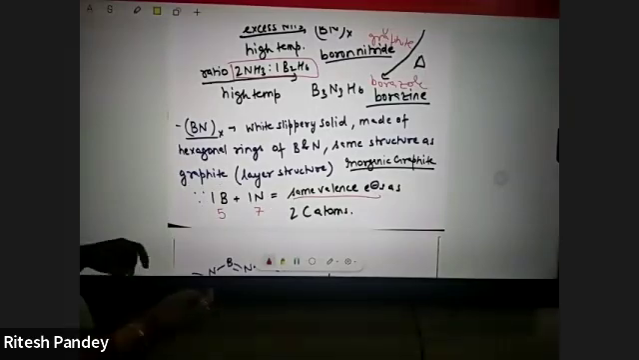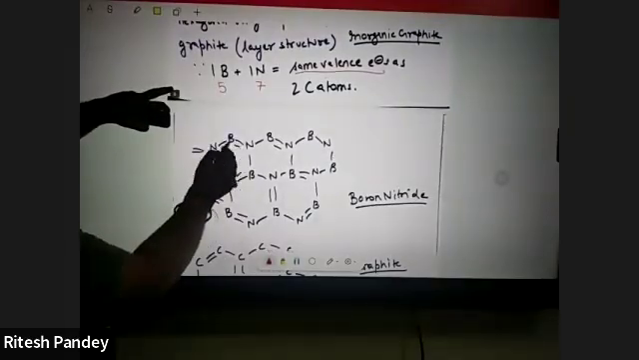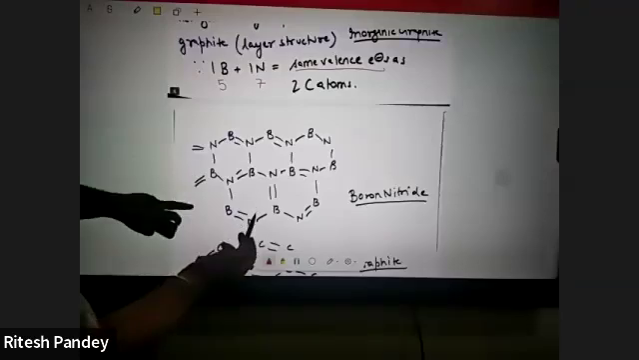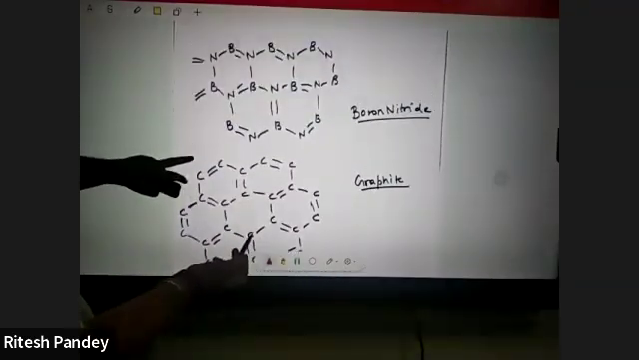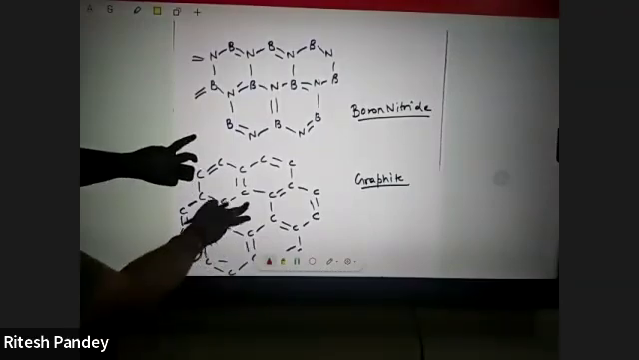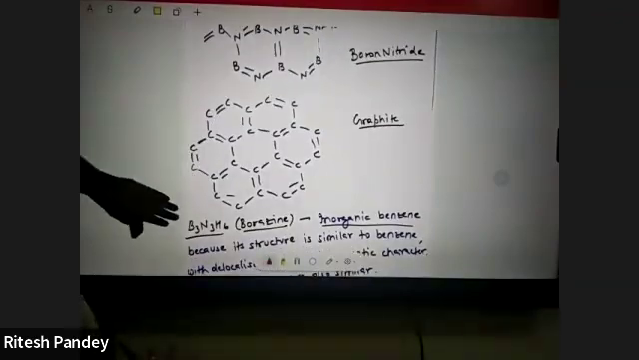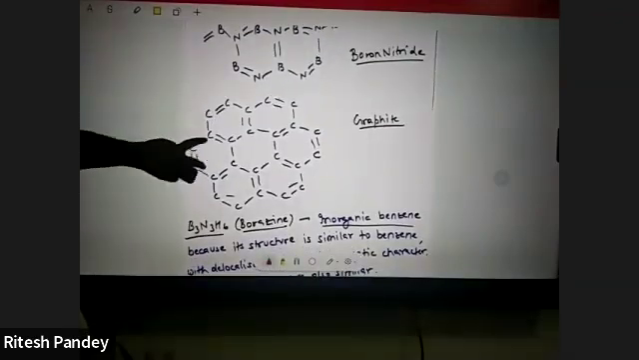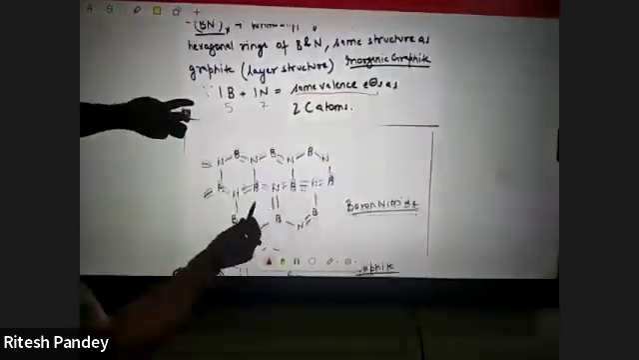So one boron and one nitrogen, ending up being analogous to all being carbon, is how I relate the structure of boron nitride with graphite. Both are planar. Layered structure, planar, layered. I think I've used these terms. Layered structure, hexagonal rings.